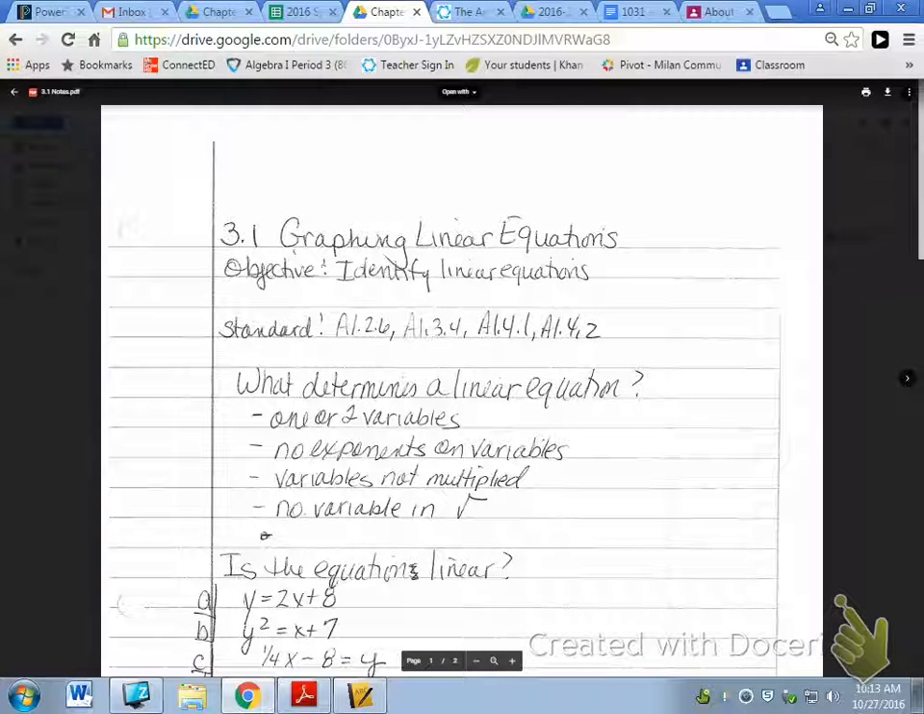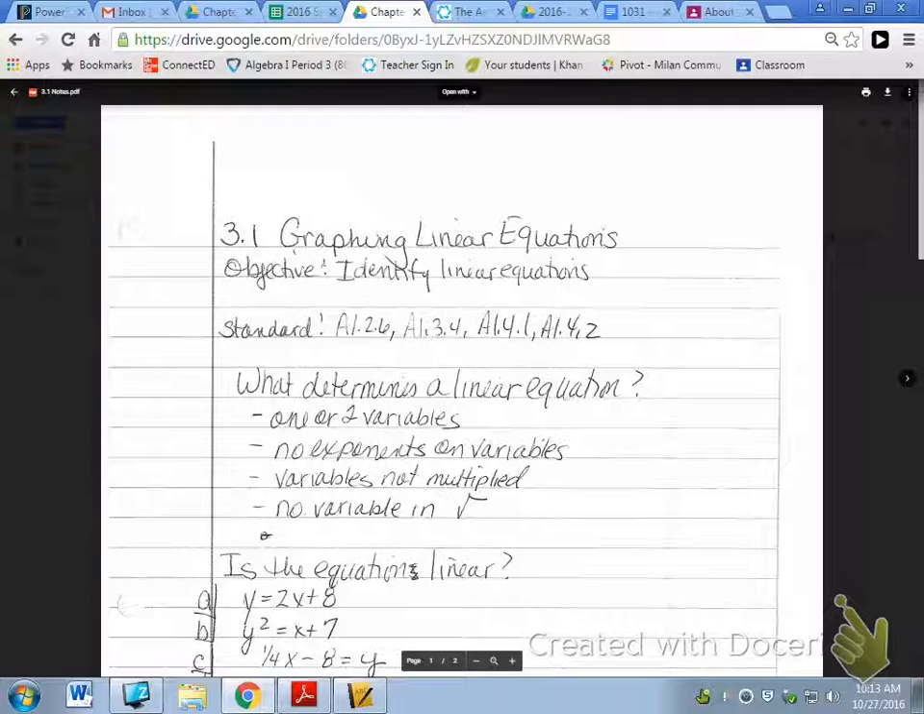Lesson 3.1, Graphing Linear Equations. The objective today is that mainly you identify linear equations. There's a few other things that we're going to get out of this, namely knowing an equation in standard form or putting it in standard form, and also graphing it with intercepts. So I'm not sure why that's not written there as objectives, because all those things come out of Lesson 3.1.